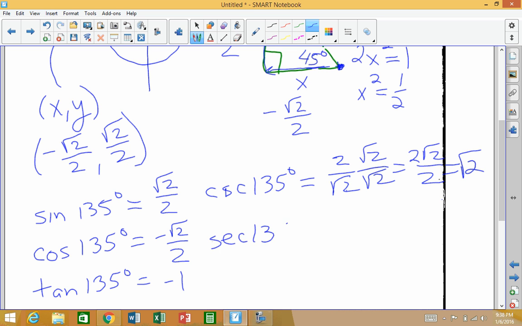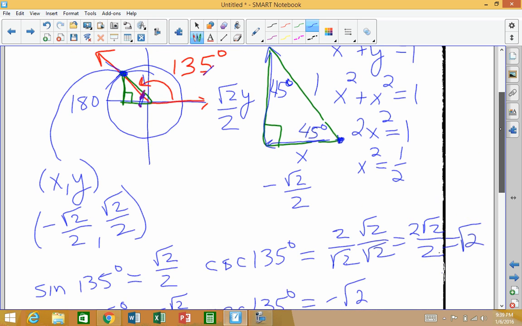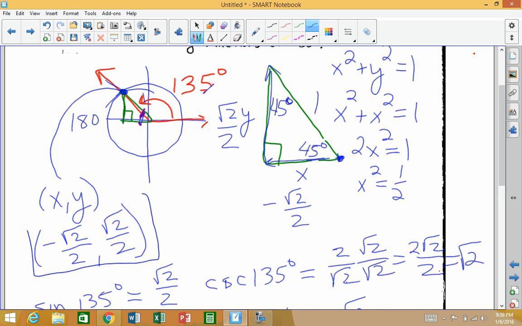The secant of 135 degrees. Again, we're reciprocating this. Now we just did this work for the previous one, except it was negative. So we should end up with negative square root of 2 as our result. And the cotangent, the reciprocal of tangent, cotangent of 135 degrees is going to be, well, the flip of negative 1 is just negative 1. Okay, so there's your answer to the 6 trig functions of 135 degrees.